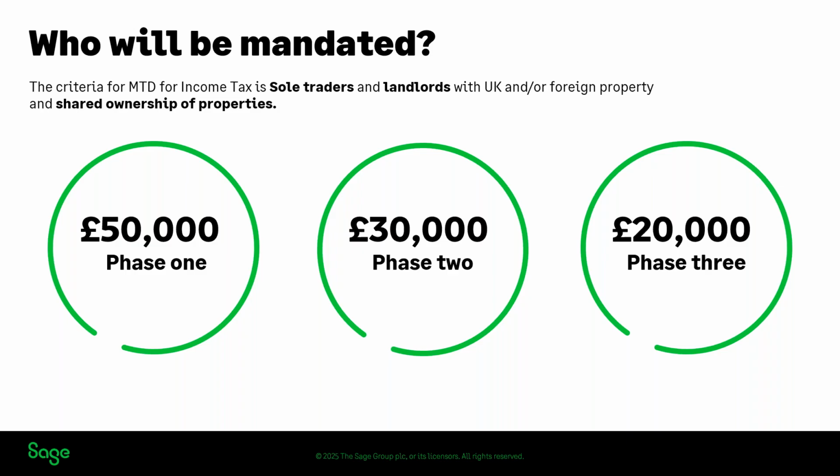So phase 1 is based off those earning over £50,000 a year. Phase 2 is those earning over £30,000 a year. And phase 3 is over 20,000. So you might be wondering, well, when are these phases happening?